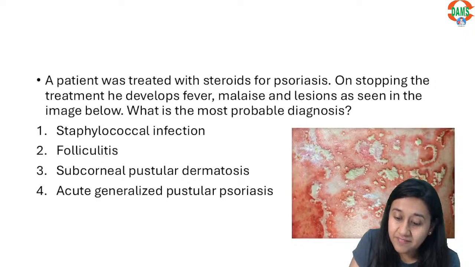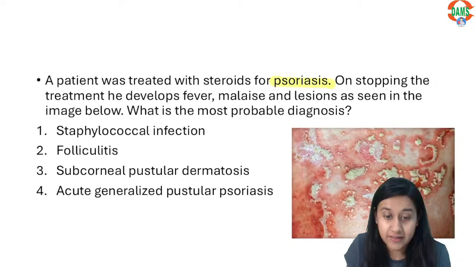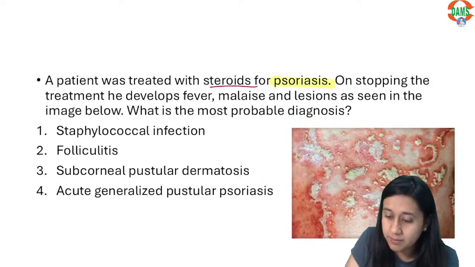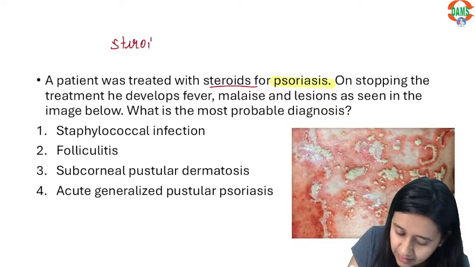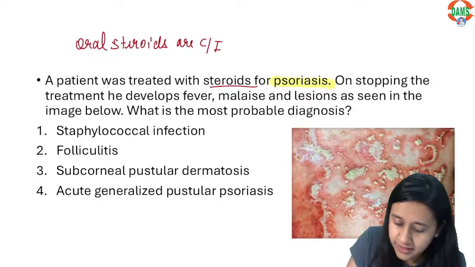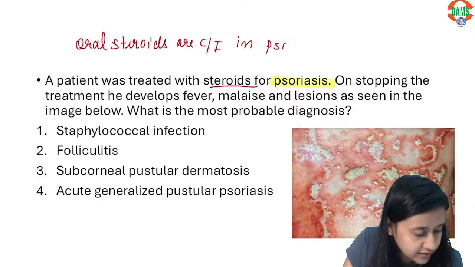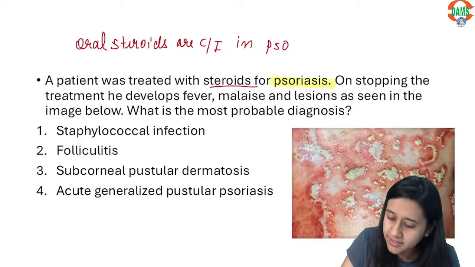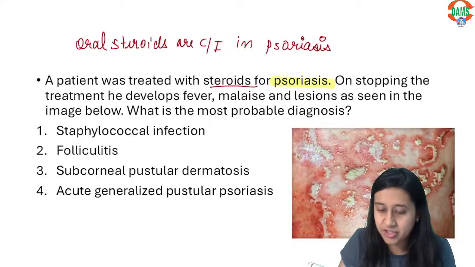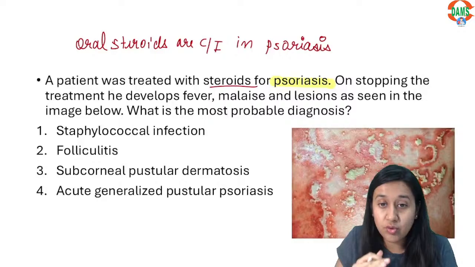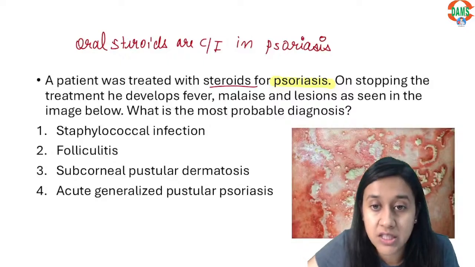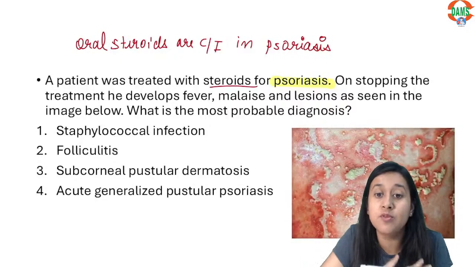First of all, it's clearly mentioned that it's a patient of psoriasis and the patient was given steroids. Please remember, we never give steroids in a patient of psoriasis. Systemic steroids, especially oral, are contraindicated in psoriasis patients. What is the reason? Because when you withdraw these steroids, there is sudden exacerbation of the lesion. Instead of improvement, the lesion becomes more widespread.